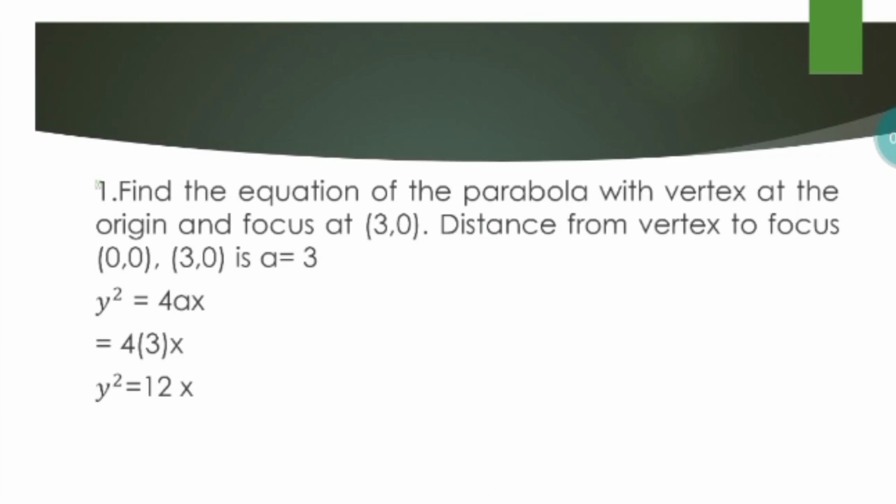So we have the focus at 3, 0, so automatically we have the value of a equals 3. All we have to do is substitute the value of 3 for a. So we have 4 times 3 times x. So we have the equation of the parabola with vertex at 0, 0 and focus at 3, 0: y squared equals 12x. So another example.